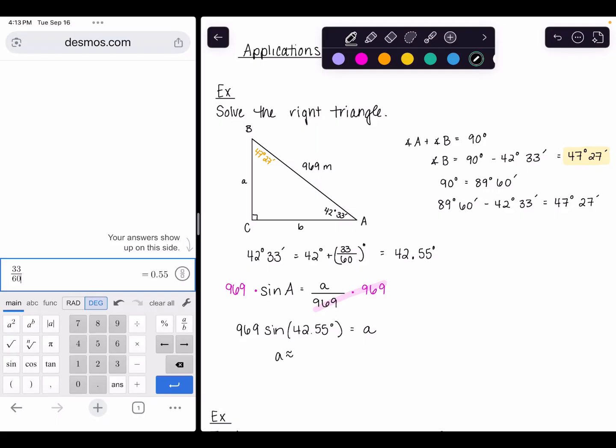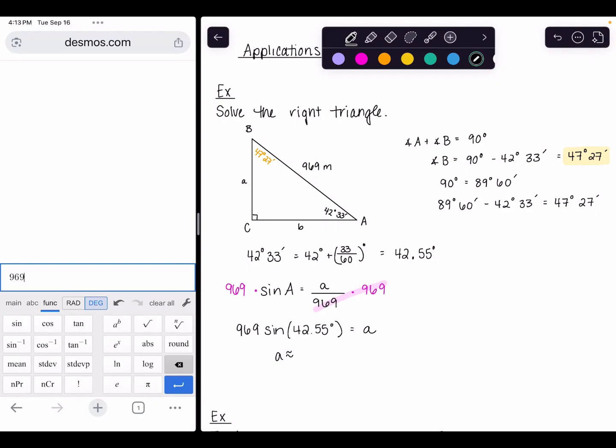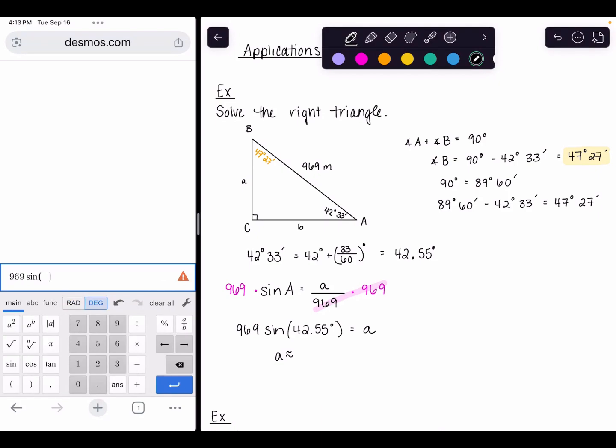So now I can go ahead and plug this in my calculator. We're going to go clear all. I've got 969. I'm going to go to the functions tab to get my sine function. And again, I want to make sure I'm in degrees, and we're going to do 42.55.